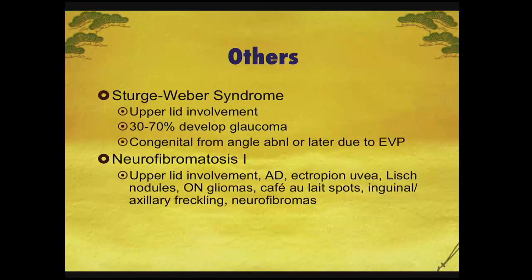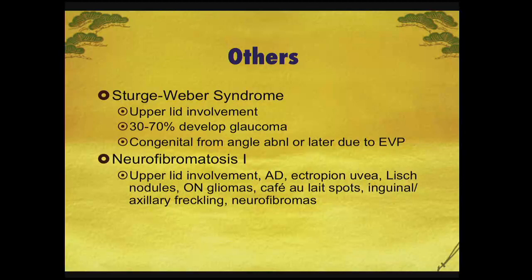And then Sturge-Weber syndrome, again, is associated with glaucoma. 30 to 70% of patients will get it. It's more likely if the upper eyelid is involved. And again, you can have this present either early in life because of a congenital angle abnormality or later due to elevated episcleral venous pressure.